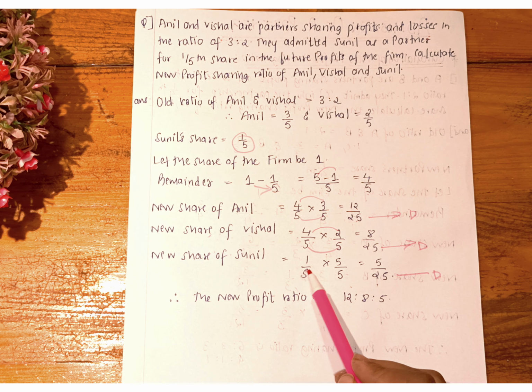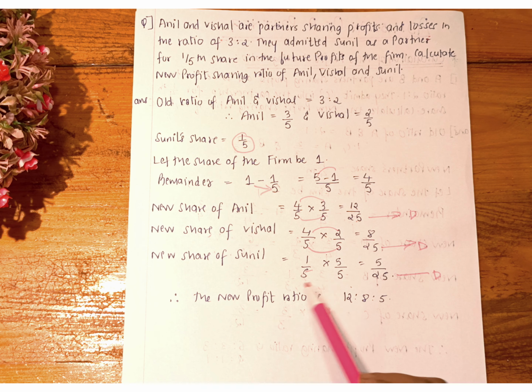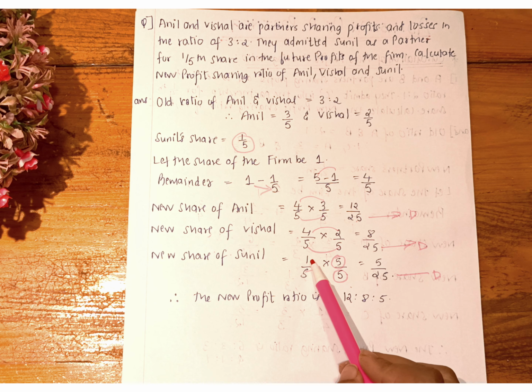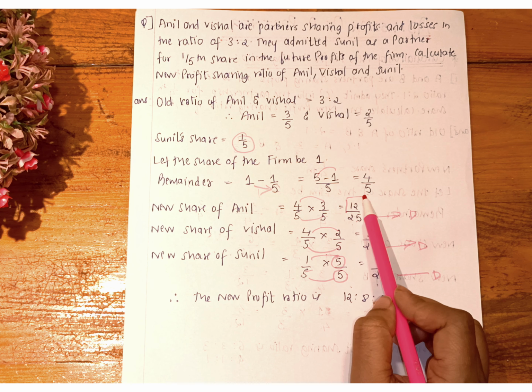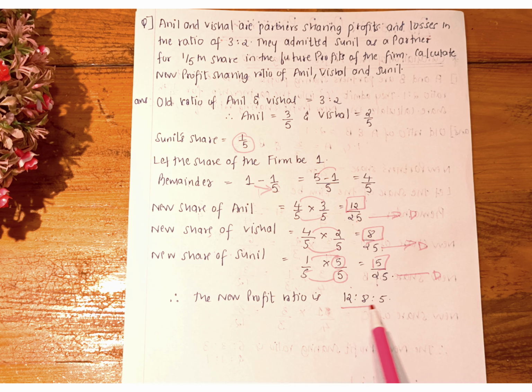So we need to multiply 5 with such a number that will give us 25. So it's only when we multiply 5 by 5 we will get 25. So when we put 5 in the denominator, we have to put the same number in the numerator as well. Then 5 ones are 5, 5 5s are 25. So all these numerators, that is 12, 8 and 5, this is our new profit sharing ratio.